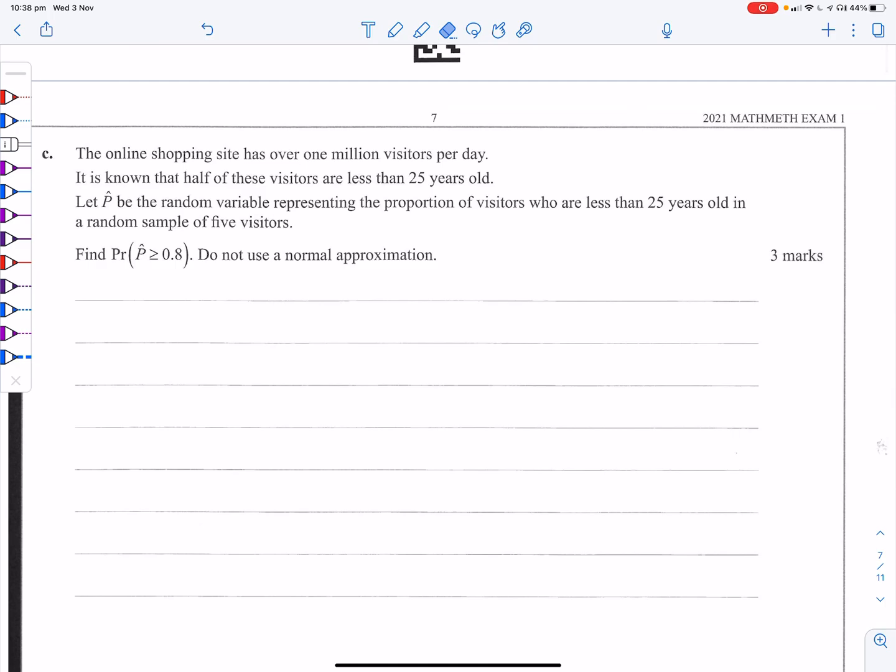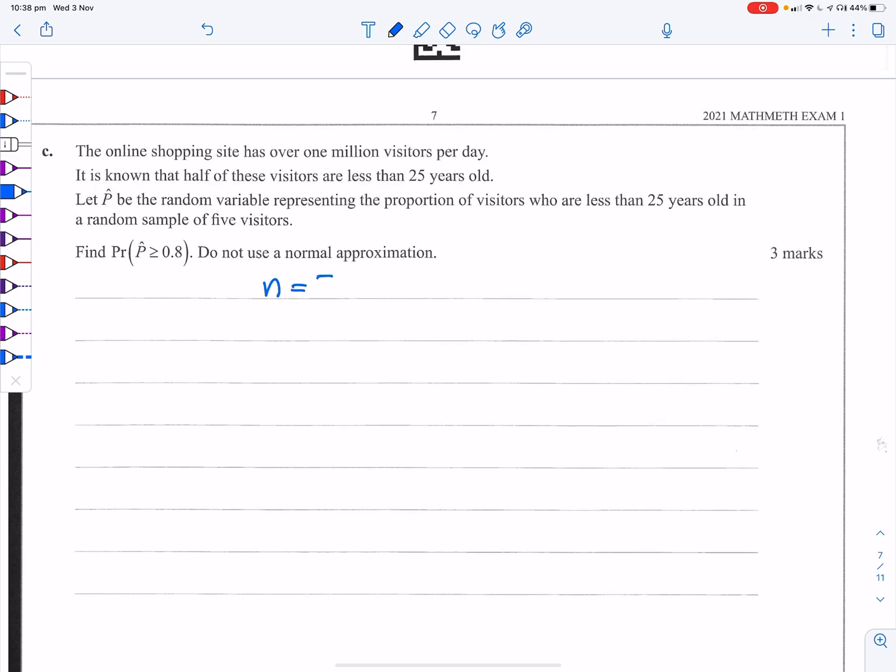Okay, the online shopping site has over 1 million visitors per day, so it's a large population. It's known that half of these visitors are less than 25. Let P hat be the random sample representing the proportion of visitors who are less than 25 using a sample of 5 visitors. So N is 5, P is 0.5, a half of the visitors. We could say X is binomially distributed, 5 and 1/2.